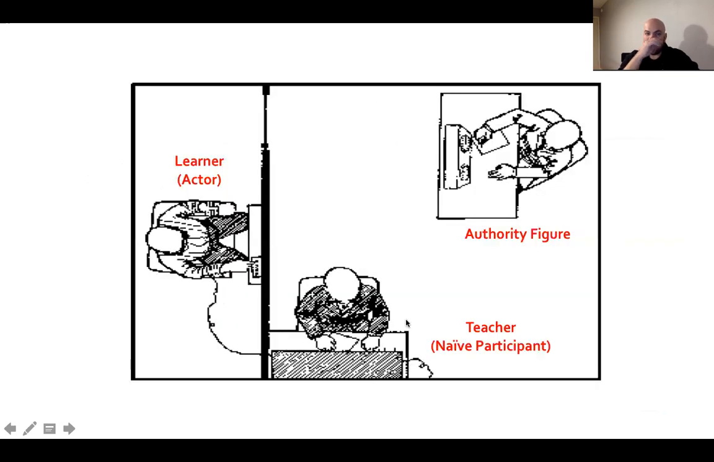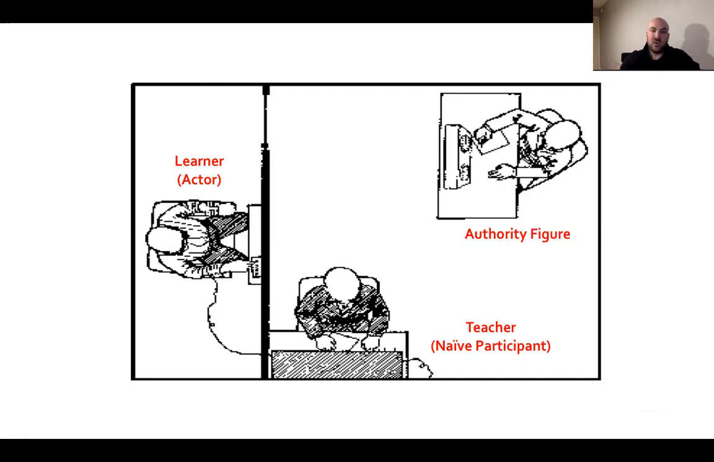And this is what the dynamic looked like. Over here you would have the authority figure, the researcher in a white lab coat overseeing how things were going. Over here you would have the teacher, who was reading the word pairs out loud and seeing if the learner on the other side was answering correctly. And if the learner got the answer wrong, the teacher's job was to say, nope, I'm sorry, the answer should have been green grass.